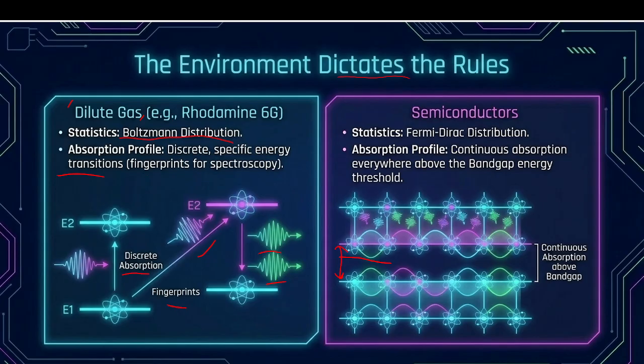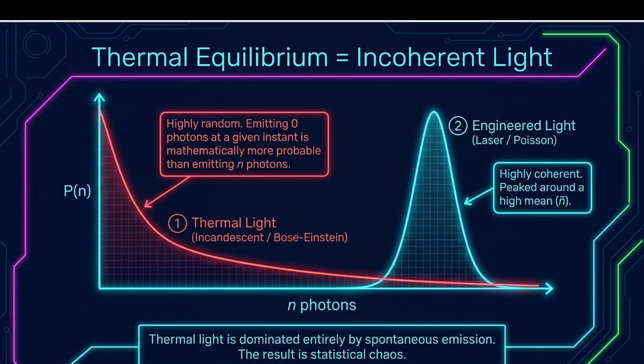So in the semiconductor, in the dilute gas or the organic material, this will be a Boltzmann distribution, while in the semiconductor it will be a Fermi-Dirac distribution, and the absorption profile will be continuous absorption everywhere above the band gap threshold. Talking about thermal equilibrium, which is incoherent light, so highly random, emitting zero photons at any instant is mathematically more probable than emitting n photons. So the thermal light will be incandescent light, for Bose-Einstein.